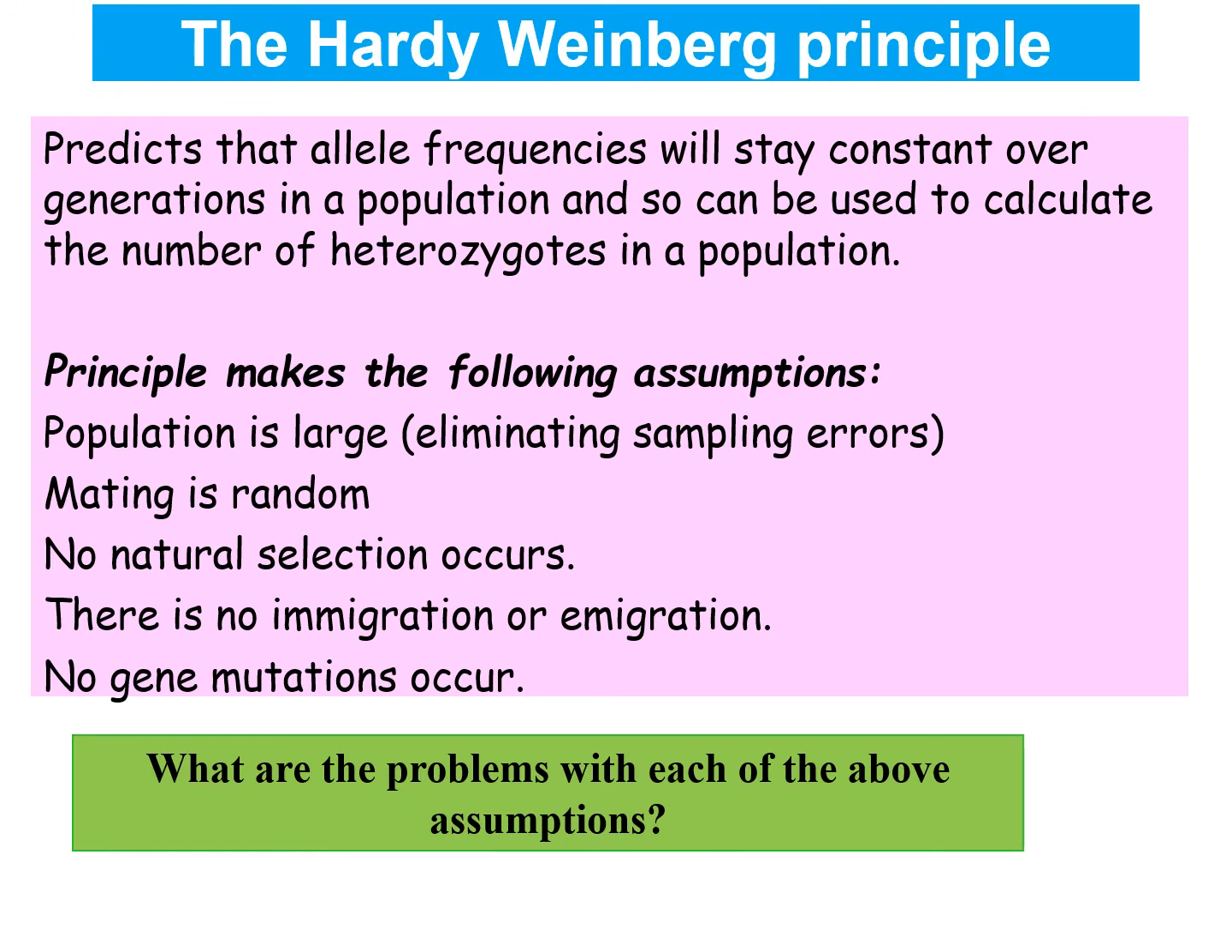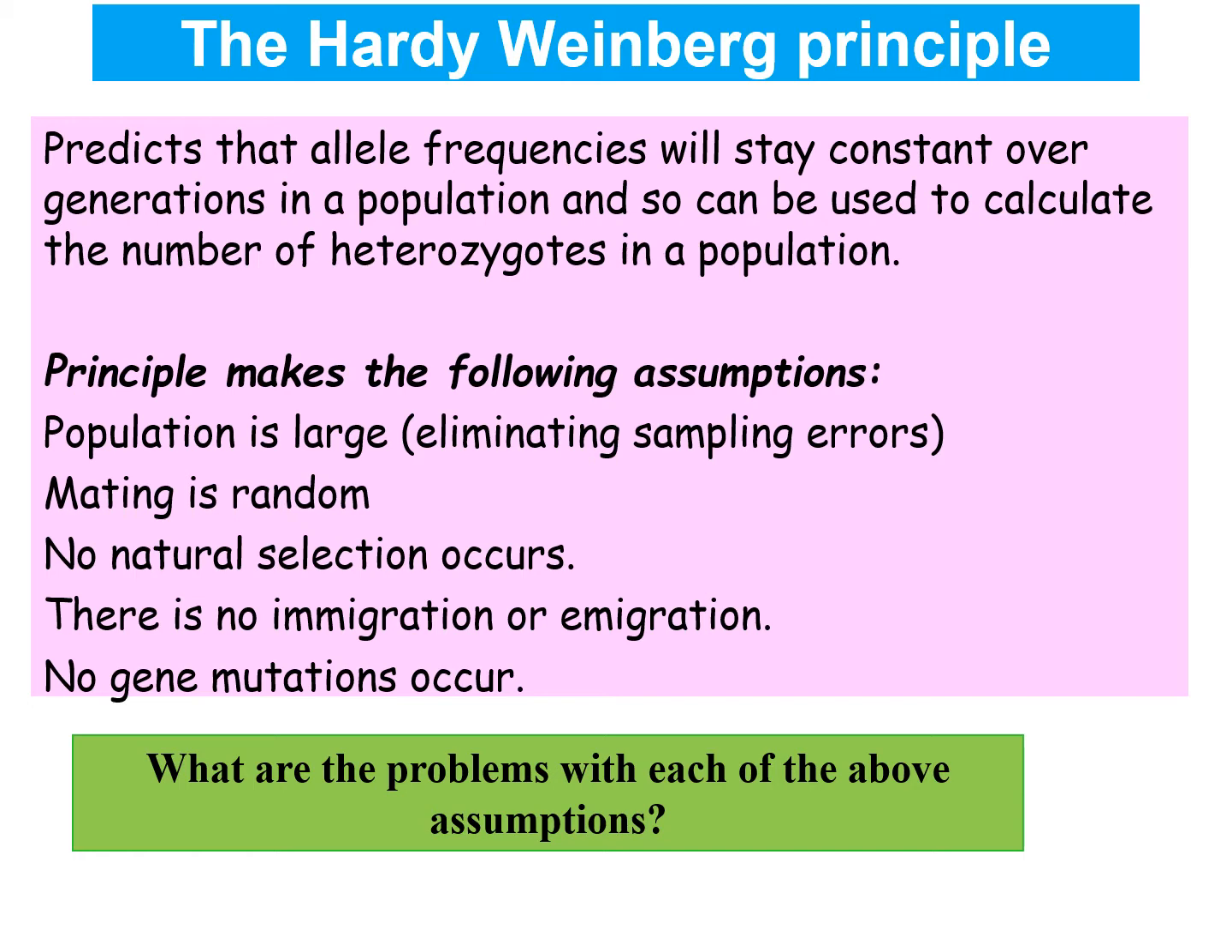So just to remind you about the Hardy-Weinberg theory, the idea that allele frequency will stay constant over generations, and you can use it to calculate the number of heterozygous individuals in a population or the different number of alleles. But for this to work over generations, the population must be large enough to eliminate sampling errors, mating is random, there's no natural selection occurring, and there's no immigration or emigration or gene mutation.